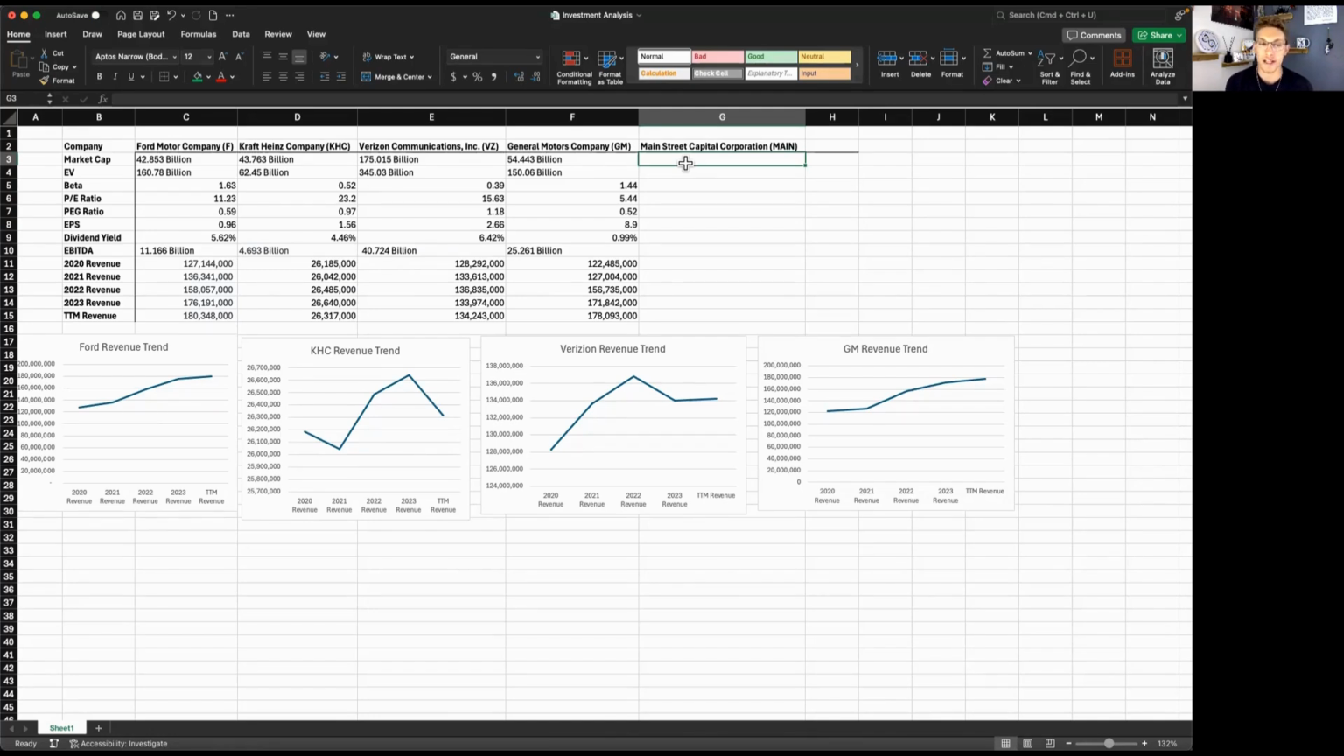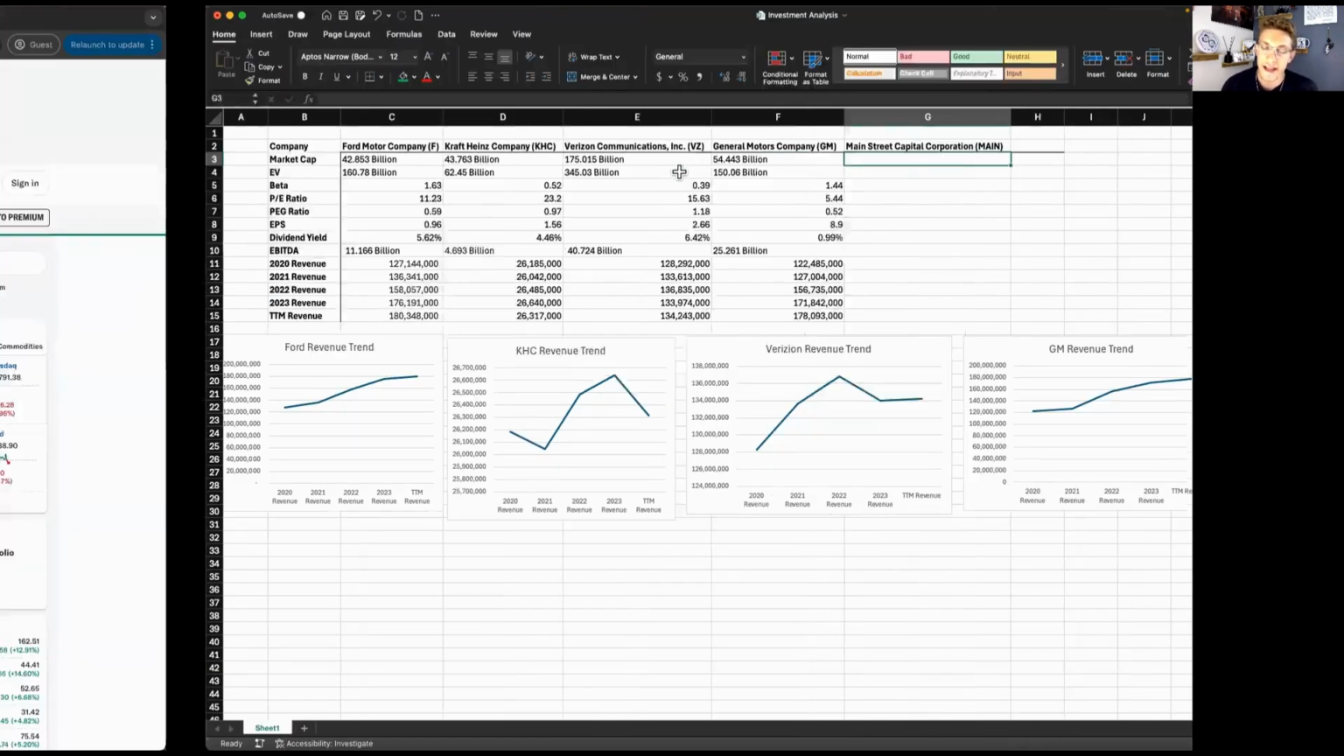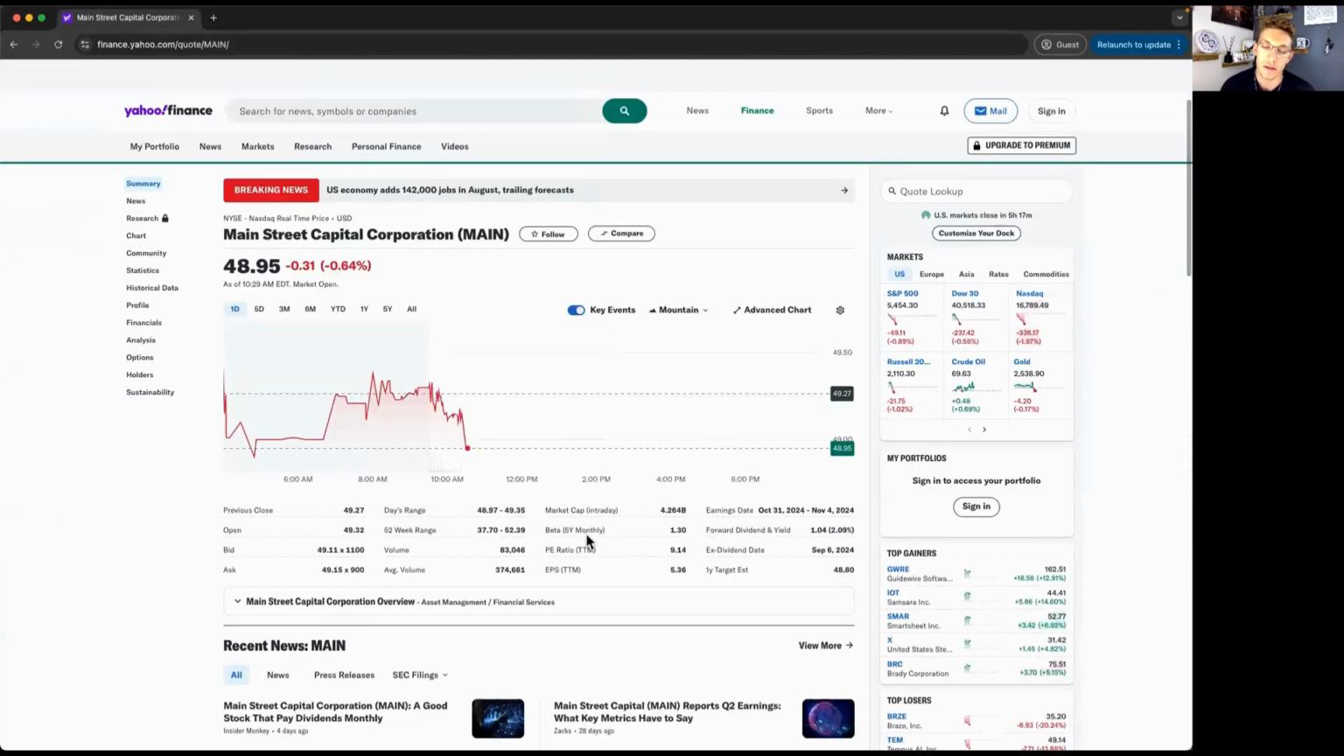We're looking at first at market cap and enterprise value, or EV. What that basically tells us is the overall size of the company, and we can find those on Yahoo Finance. So market cap, we can see intraday market cap is 4.264 billion.